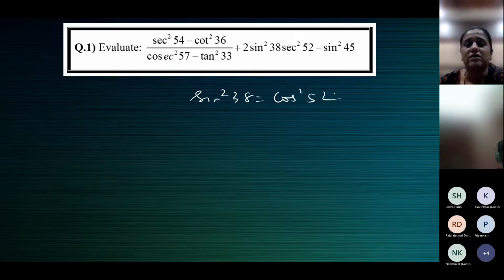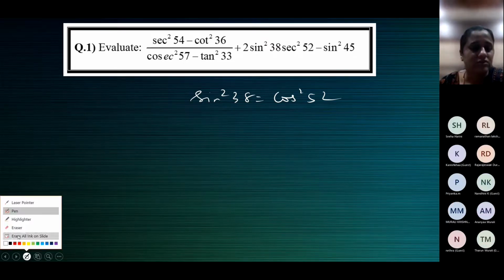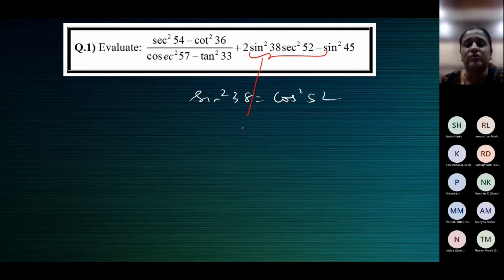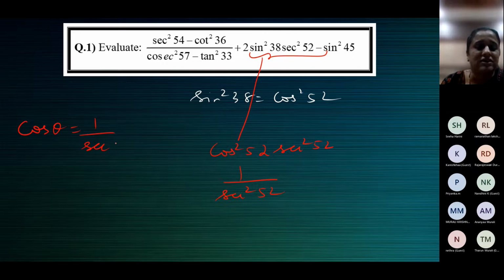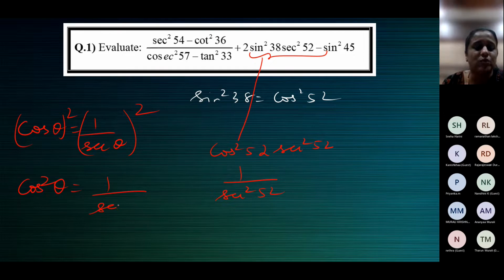Now what do you have? You have changed the sine square 38 to cos square 52. Then you have secant square 52. Next, you can write cos square 52 as 1 by secant square 52, because cos and secant are reciprocal ratios. See here, cos theta is equal to 1 by secant theta. When you square both sides, cos square theta is equal to 1 by secant square theta.